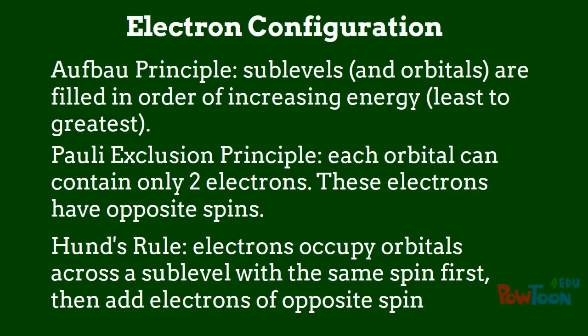The third principle is Hund's rule. This rule states that when a sublevel is filled, the atom will first fill electrons of the same spin, 1 per orbital, then go back and add an electron of opposite spin to each orbital, instead of adding in pairs.